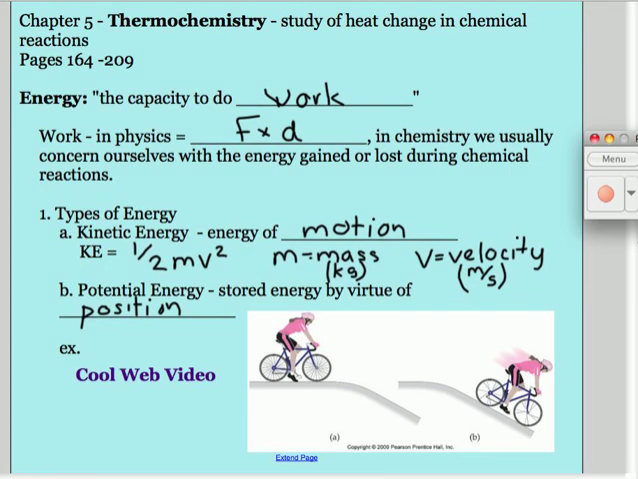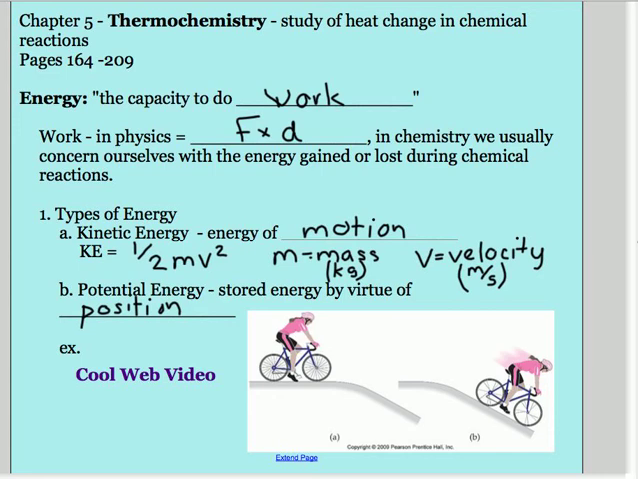So this is the beginning of the thermochemistry chapter, and thermochemistry is associating energy changes. A lot of what we're going to study in this chapter is heat, but it's not the only thing we're going to study. And when we talk about energy, we're talking about the capacity to do work, and that could be in physics terms or in chemistry terms.